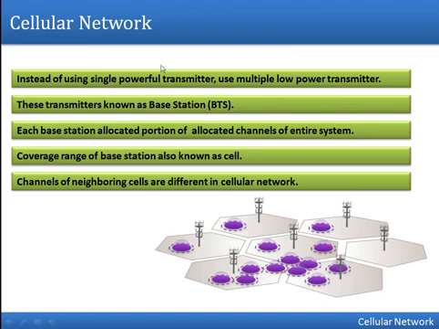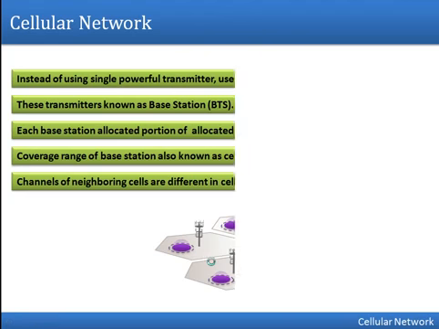So these are the points we have discussed so far. In cellular network, instead of using a single powerful transmitter, use multiple low power transmitters. These transmitters are also known as base stations. Every base station can cover a particular area of a region. That area is known as a cell. And the channels of neighboring cells, meaning the frequency allotted to this cell and the frequency allotted to this cell, have to be different, otherwise there will be interference.